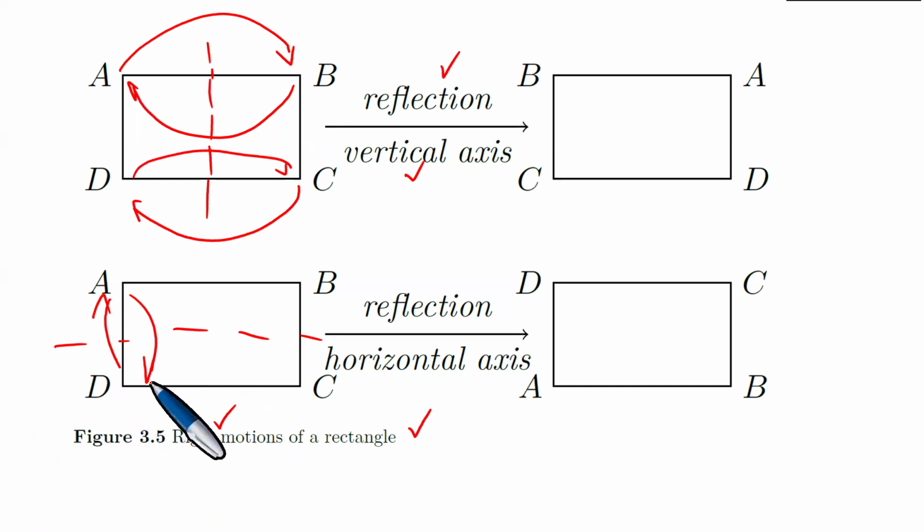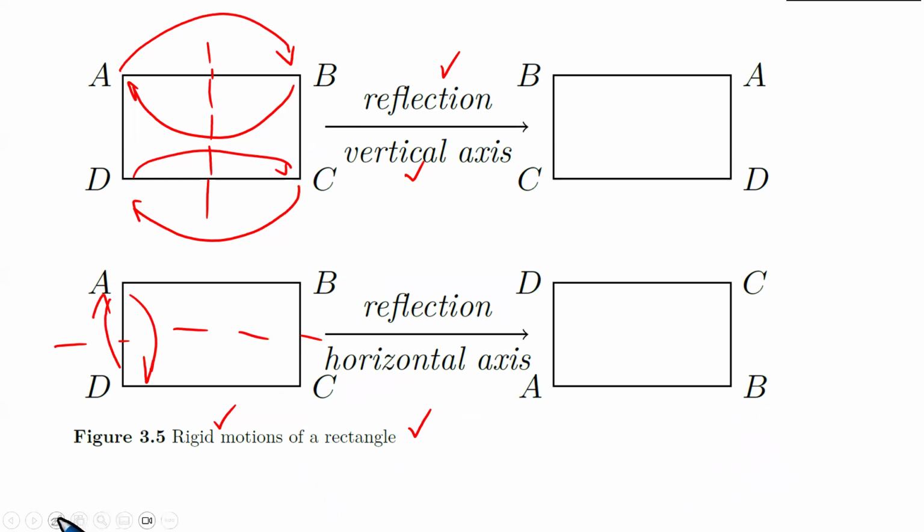Obviously if you put your mirror to face A, your A is going to be inside the mirror. But if your mirror faces D, then D is going to be inside the mirror. In the same way, if your mirror faces B, B appears inside the mirror. If your mirror faces C, your C appears inside the mirror. So this becomes a reflection in the horizontal axis.